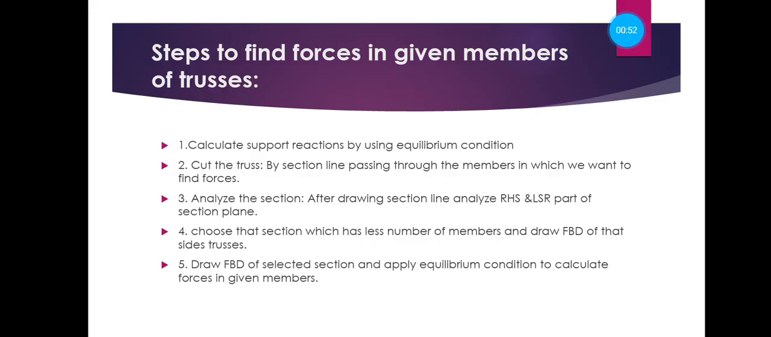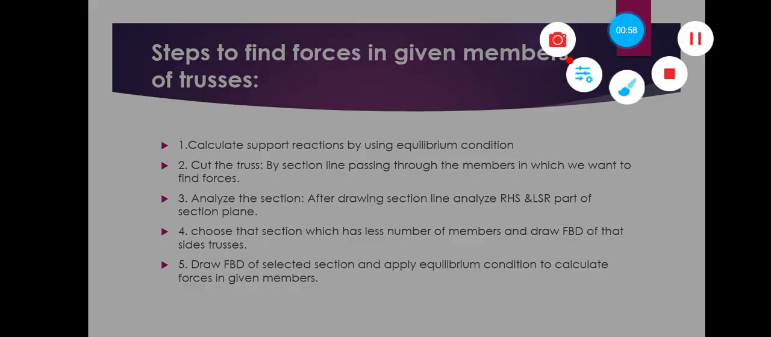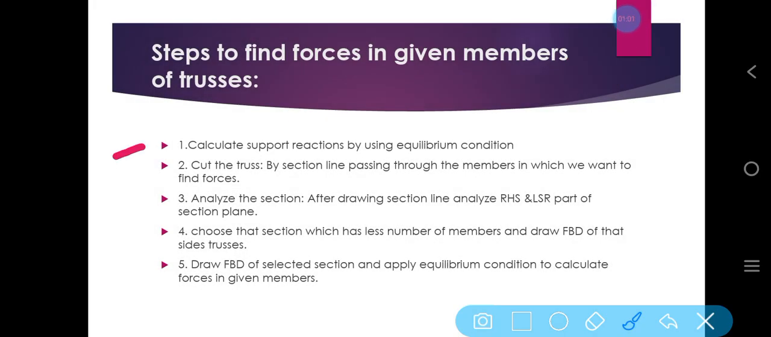So here are some steps to find the force in given members of trusses. First step is to calculate support reactions by using equilibrium conditions, which are summation Fx, Fy and summation of moment. Then cut the trusses by a section line passing through the members in which we want to find the forces. Analyze the section.